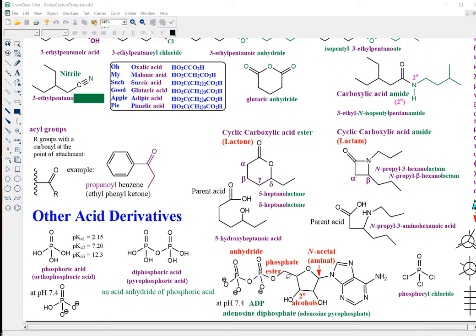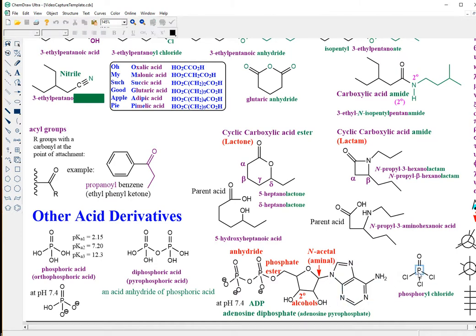Ribose is in the middle. It has 2 secondary alcohols and what we called in chapter 16 an N-acetal or an aminal. And this is one of the nitrogenous bases called adenine. The combination of adenine and ribose is adenosine. With a phosphate ester on there, adenosine is attached to pyrophosphate.